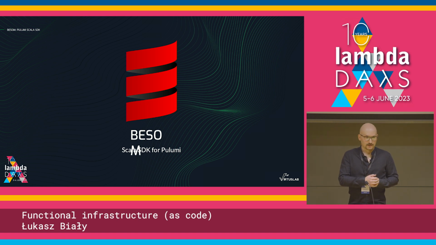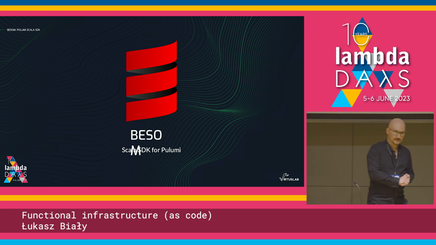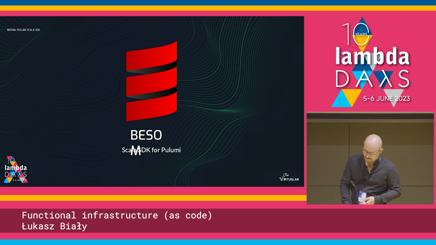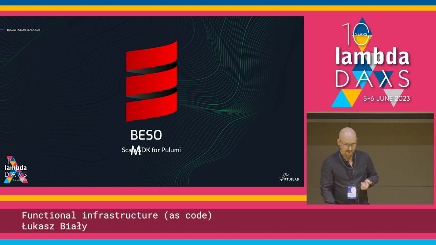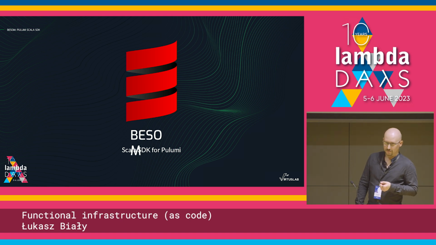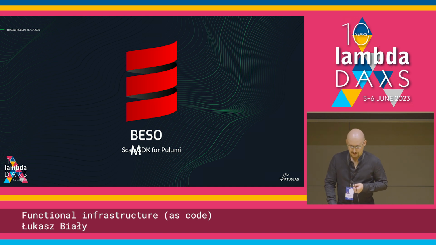After this experience, we decided, okay, that was nice. Let's build something less trivial. Let's build something that is more secure and less verbose. So we started the project. We called it Bison. Bison means basically a broom, which fits because Pulumi is also, I think, broom in Hawaiian. I hope I got it right. Anyway, it's basically a Scala SDK for Pulumi.